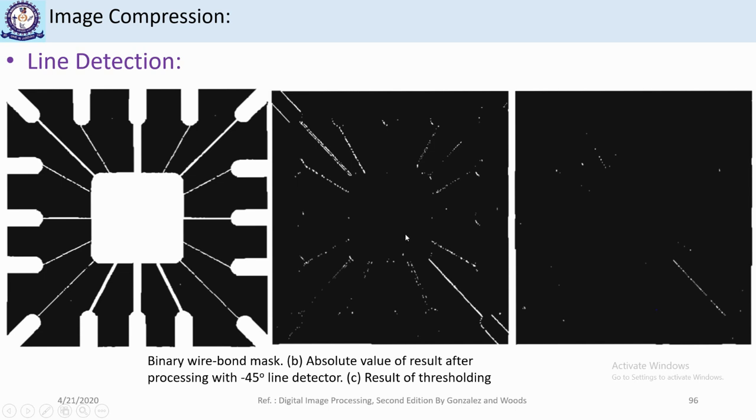Now when we look at the response, you see the lines which are running at 45-degree angle are highlighted. They have produced a strong response in the output. The vertical lines are almost eliminated, horizontal lines are also almost eliminated, and the response of the other lines is very low. Then after thresholding, we will get only the lines which are running at 45-degree angle. Only those lines are visible after the thresholding.